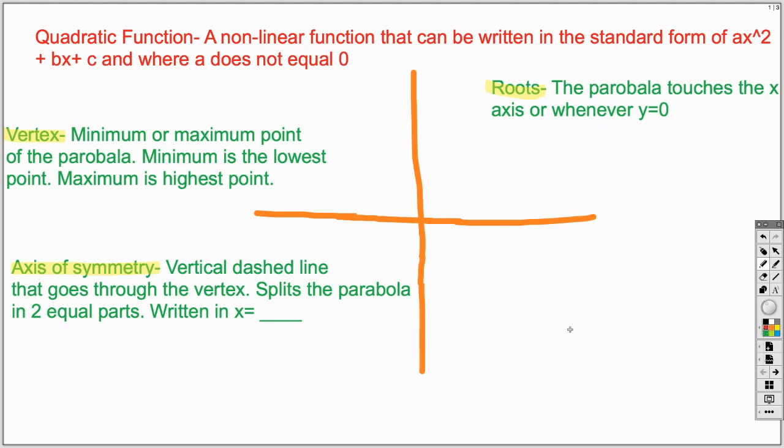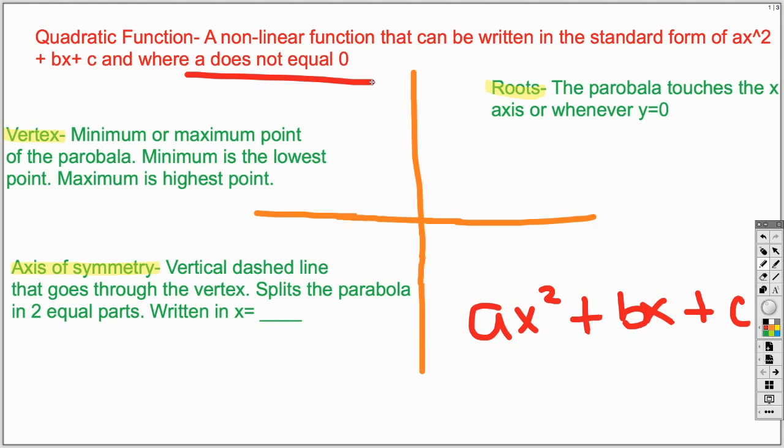In fancy words, a quadratic function is basically this. It's standard form, but a little different. Instead of being a plus b equals c, it is ax squared plus bx plus c. And again, this a can never equal 0.